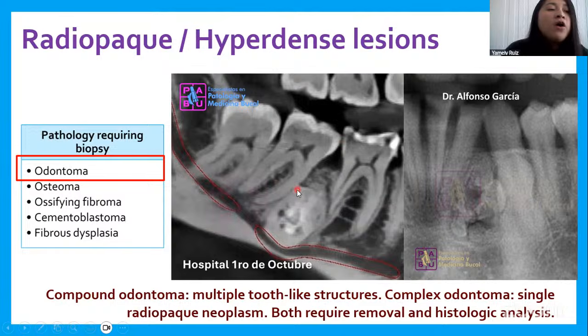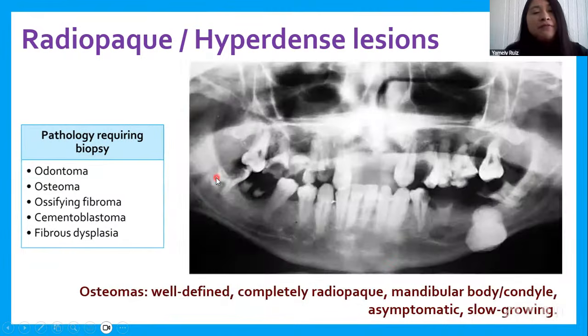Whereas the complex odontoma appears as a single radiopaque neoplasm. However, both of them should be removed and analyzed by histological study, because there are other entities that could have this appearance, but the most common are the odontomas. So this is the first one.